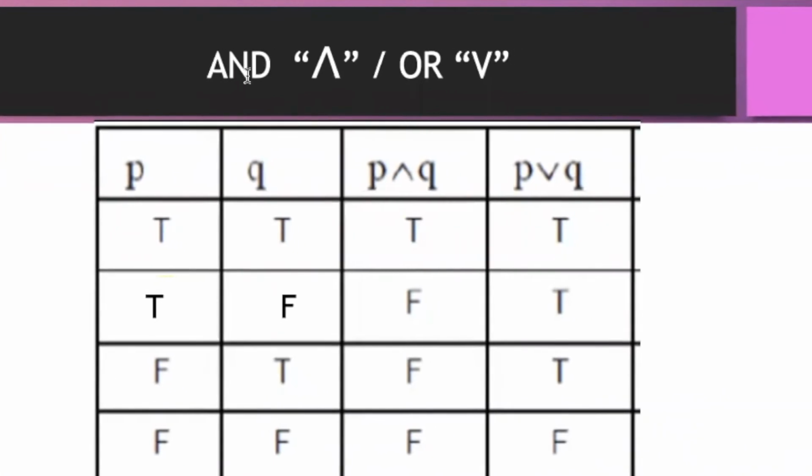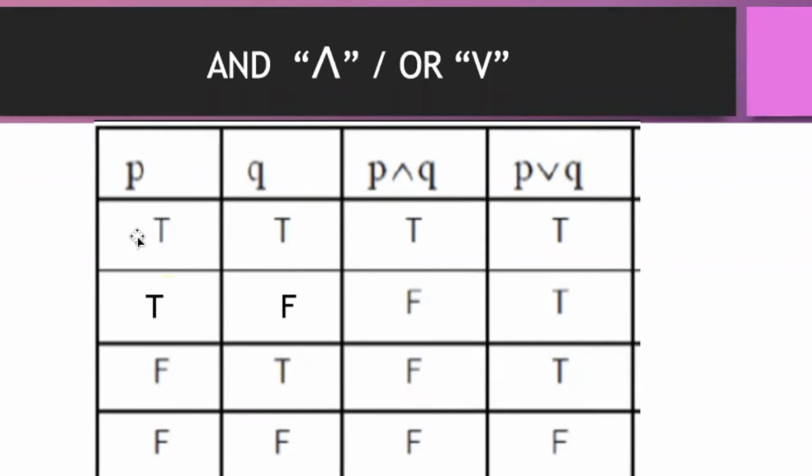We also have AND and OR. And this is the symbol for AND, along with the symbol for OR. So for P, I'll have true, true, false, false. Then for Q, I'll have true, false, true, false.